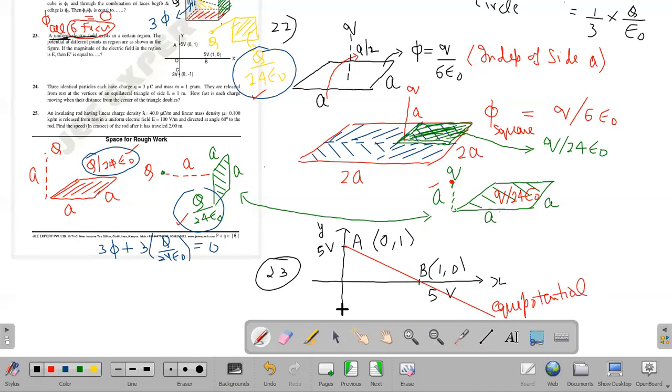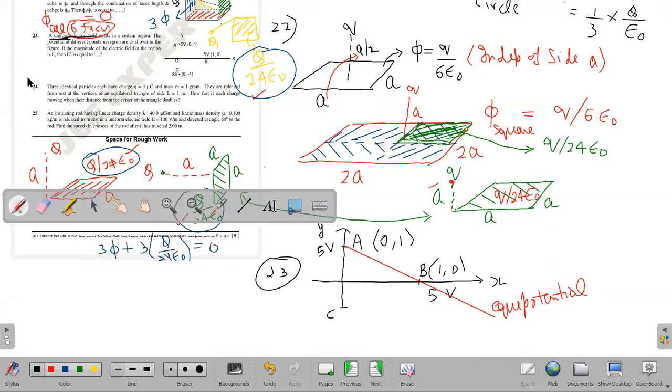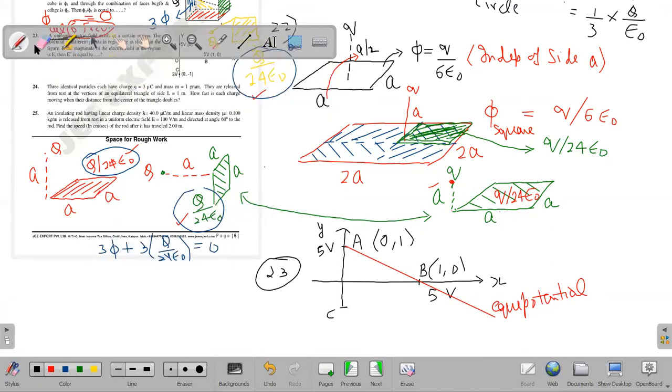And then we have another point C, which has a potential of 3 volt. So make another line. It should be parallel to the previous line, because in a uniform electric field, equipotential lines are also parallel lines. This is also an equipotential, but the second equipotential is for 3 volt, and the first equipotential is for 5 volt.